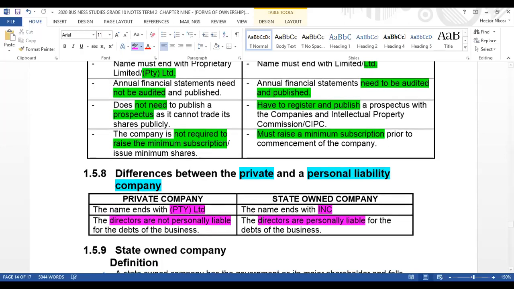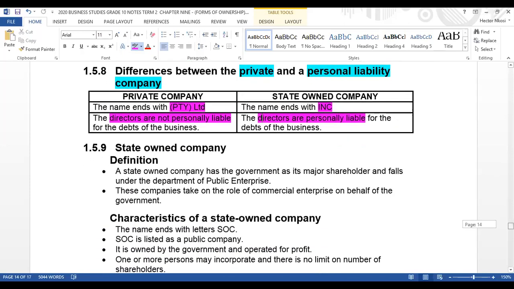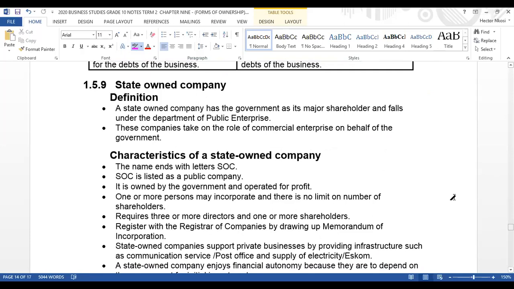Hope it makes sense. Now, let's look at a state-owned company. Now, boys and girls, when you look at your state-owned company, its definition is: a state-owned company has a government as its major shareholder and falls under the Department of Public Enterprise. So a state-owned company has the government. It's that one that involves those companies that involve government. Basically, we can say it's a government company, right?